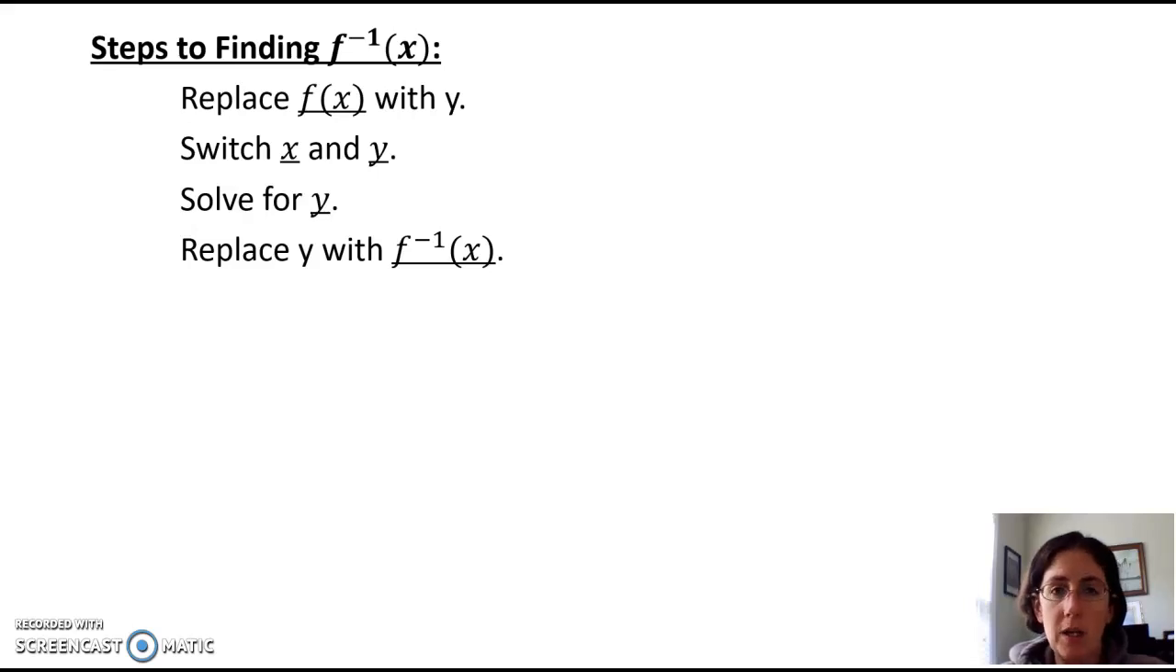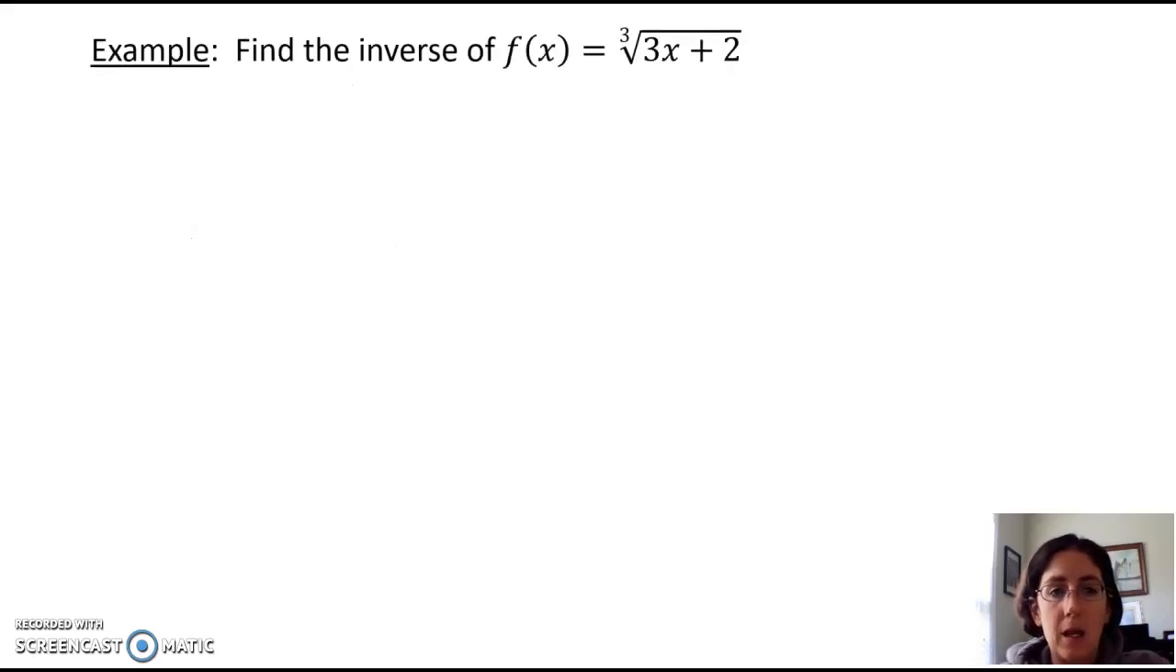But of course, we want to do that last thing where we check, because we're studying and we want to make sure it works. So we'll compose f and f inverse, and then we'll compose f inverse and f, and make sure it really does give us x. So let's look at an example. Let's find the inverse of f of x equals the cube root of 3x plus 2. So first step, we'll call that f of x y. Then we'll switch our x and y, and we'll solve for y.